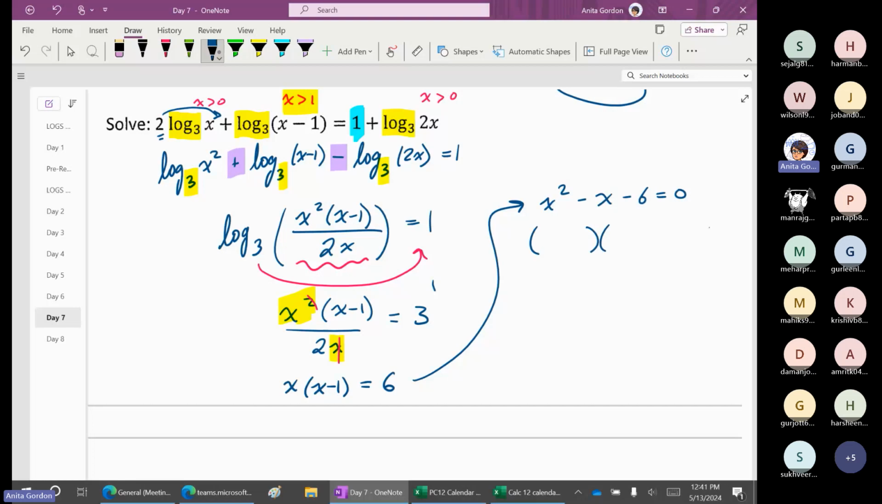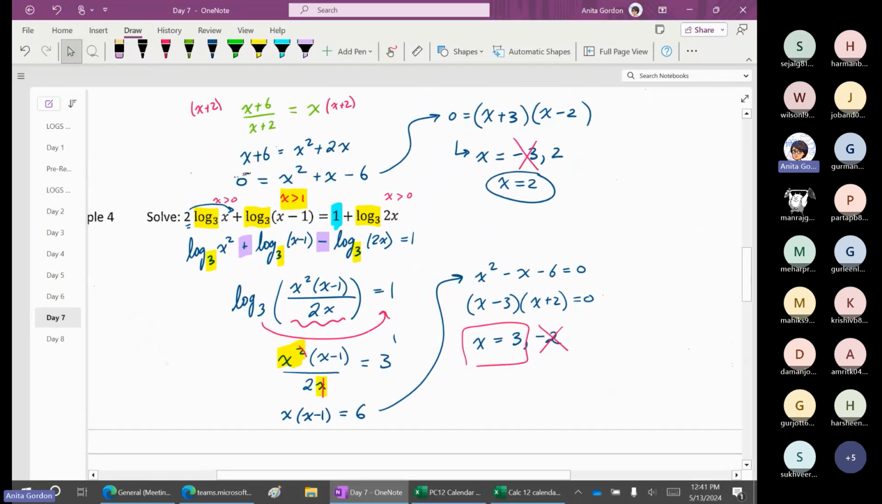What are my two possibilities here? x minus 3, x plus 2. So my options for solutions are 3 and negative 2. Look back at my restriction. What am I canceling out? I reject the negative 2. Positive 3 is my solution. Questions, comments, concerns?